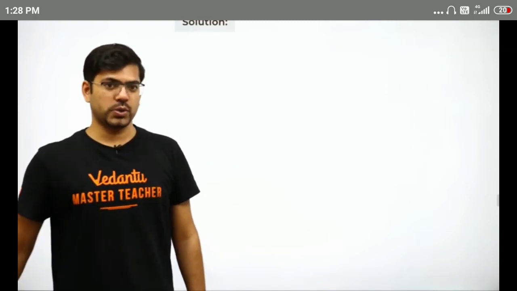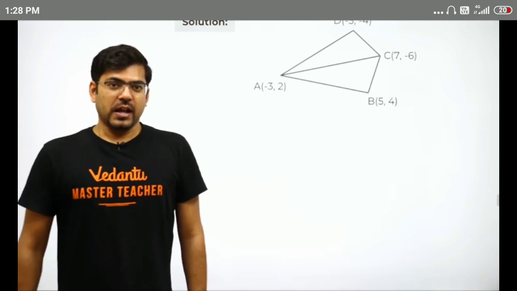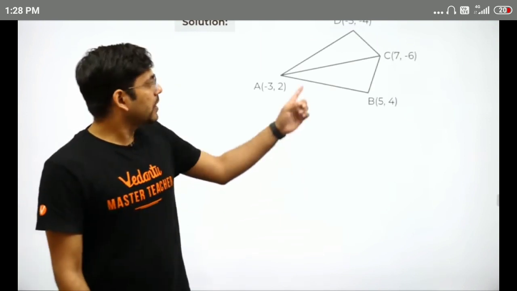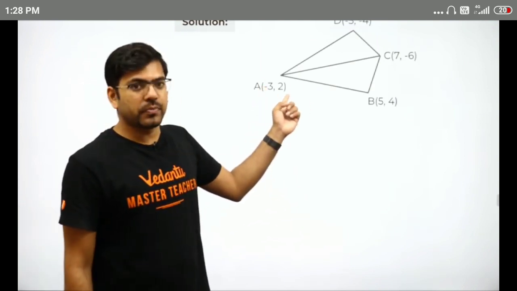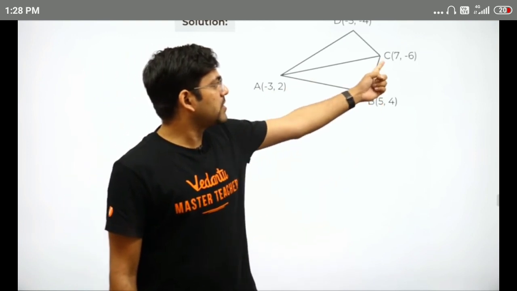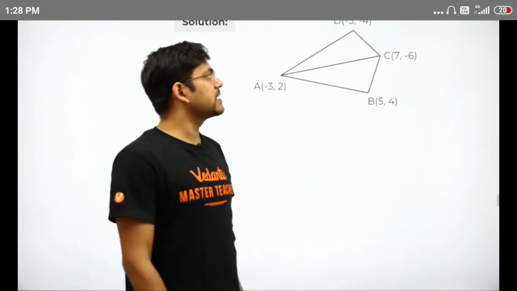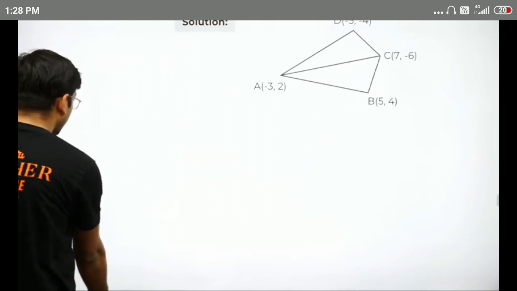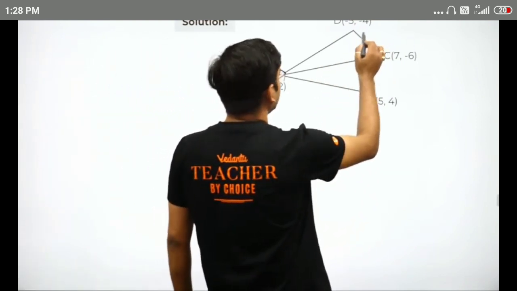So I'll just show you how to solve this question. And this is the diagram, A minus 3, 2, B 5, 4, and C 7, minus 6, and D is minus 5, minus 4. I'll just write it down. That is D.